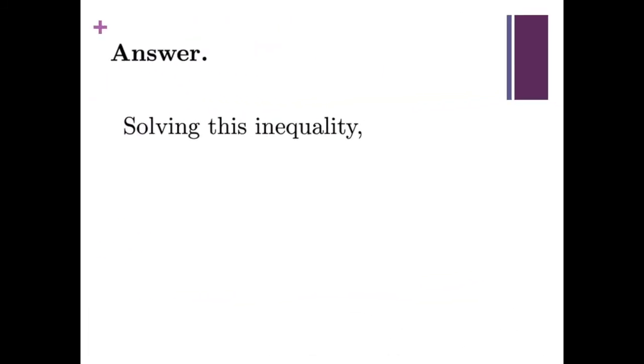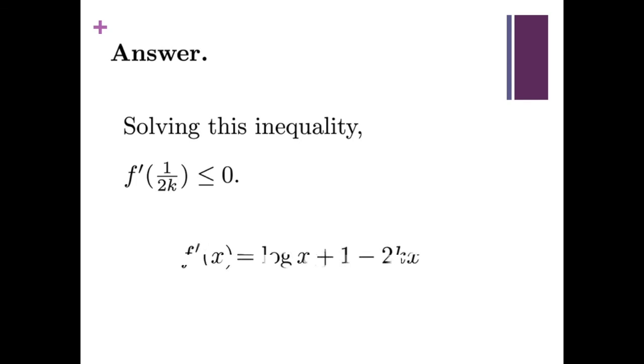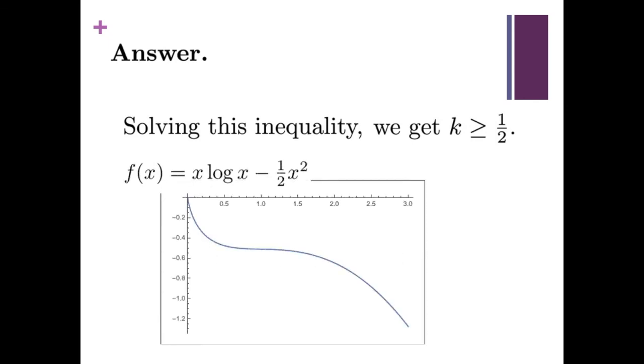Finally, solve f prime of 1 over 2k is less than or equal to 0. Before solving this, recall f prime of x equals natural log of x plus 1 minus 2kx. Then, we get k is greater than or equal to 1 over 2. And its graph is this.